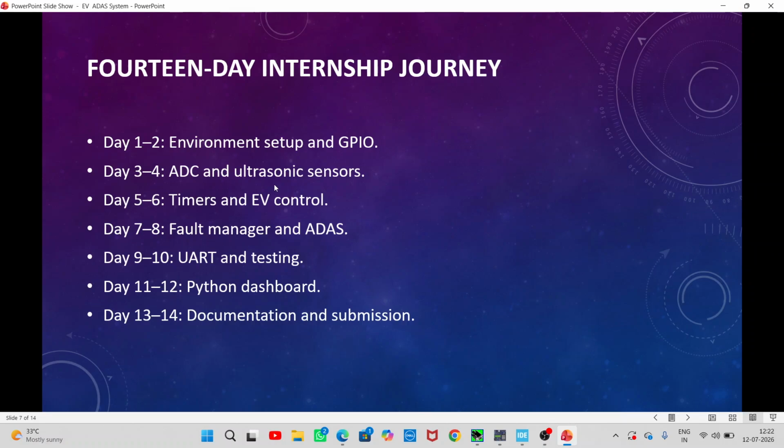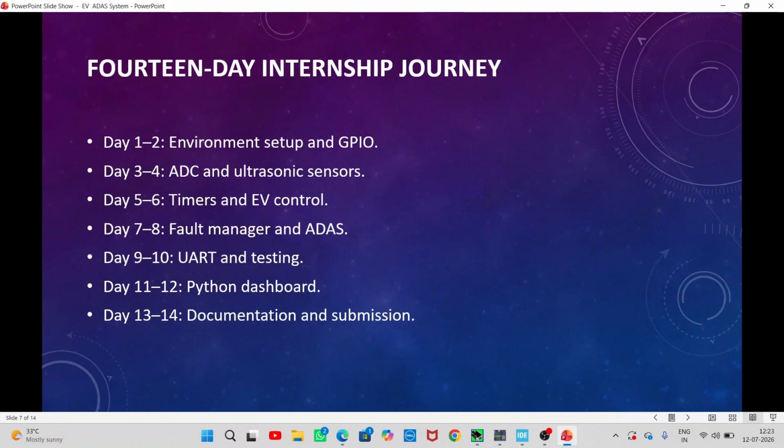I implemented a program for ADC. In PICSimLab we use potentiometers. Potentiometers actually give analog values, but our STM board only accepts digital inputs. That's why we're using the ADC, the analog to digital converter.